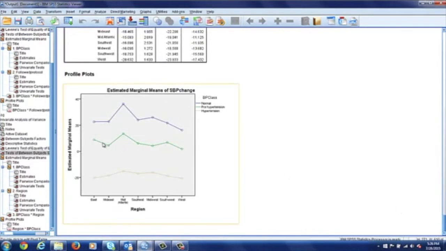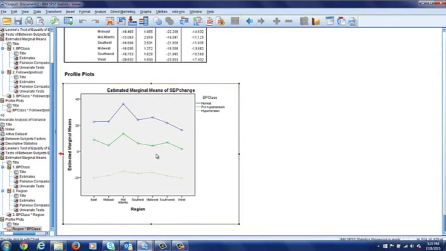Aha. So as you can see, I have my different blood pressure classes here. So there's clearly a main effect. But what you also see, in the interaction, is that one of these regions is not a straight line. If there was no interaction, you would see pretty much three straight lines like we did in the earlier graph. But there's a little bit of variance here. There's one region that for some reason is creating a differential.